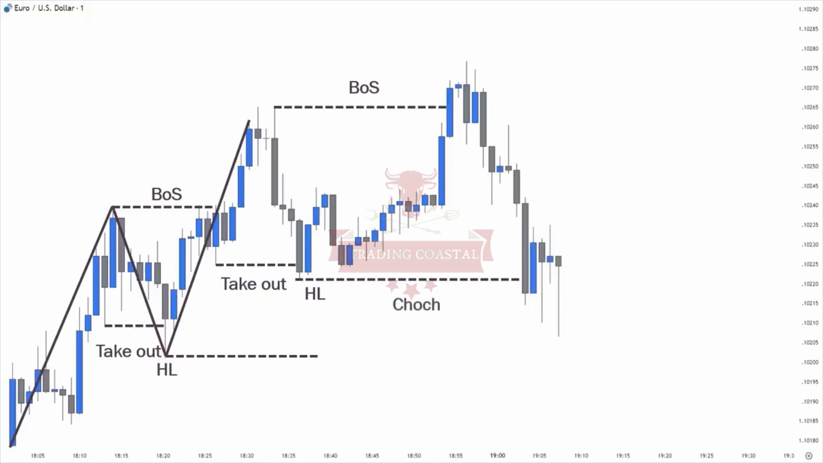As you can see, the market broke and closed below our higher low, confirming this move as a valid change of character. Now after this case occurs on the chart, the market sentiment will change to bearish, and we'll expect a reversal in the trend.